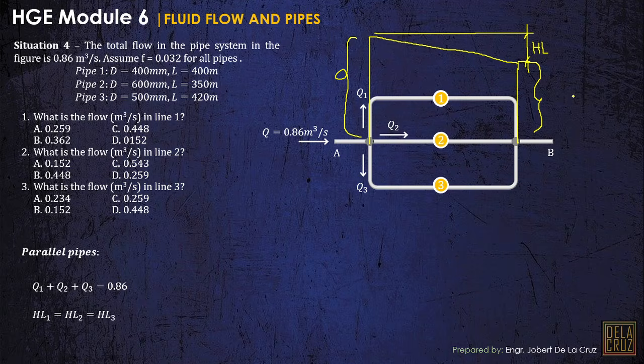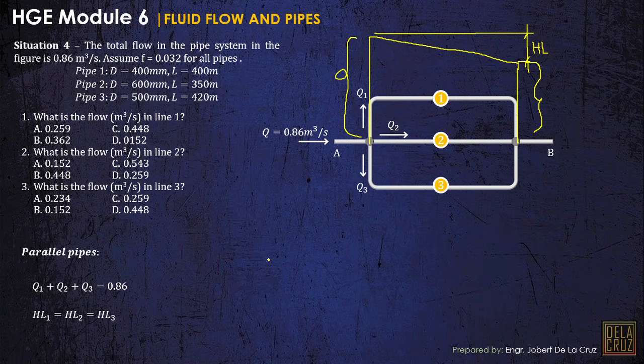Alright? Now, as we can see, between these points A and B, nandyan yung tatlong pipes natin. So, yung head loss natin, as we can see, for pipe 1, 2, and 3 is isa lang. The same lang sila. That's why we can say that the head loss on pipe 1, pipe 2, and pipe 3 are all equal. I hope naintindihan nyo. Right?